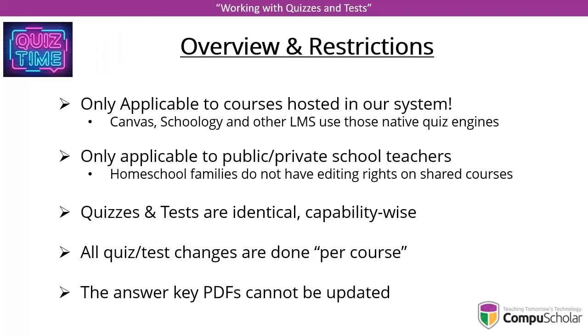I also want to mention that all of the changes that you do on a quiz or test basis are done per course. So if you have 2 or 3 or more copies of a particular CompuScholar course, and you want to make modifications or additions to the quiz and test settings, then you would need to do those things on a course-by-course basis so that the changes you make in one course are not automatically copied out to every course that you happen to own.